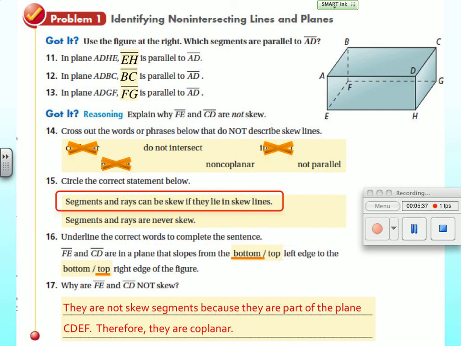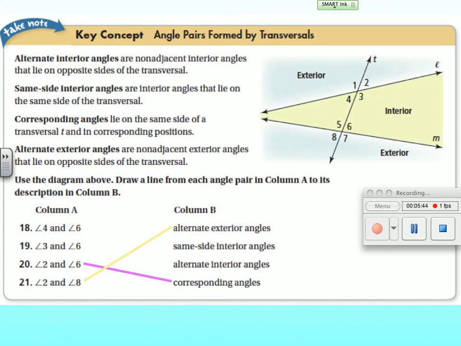Continuing on to angle pairs formed by transversals. When given two lines cut by another line, in our drawing we have line L and line M, which are cut by line T. The transversal and the two lines create an interior area and an exterior area. So I want to talk about the four sets of angles that are created by these three lines.